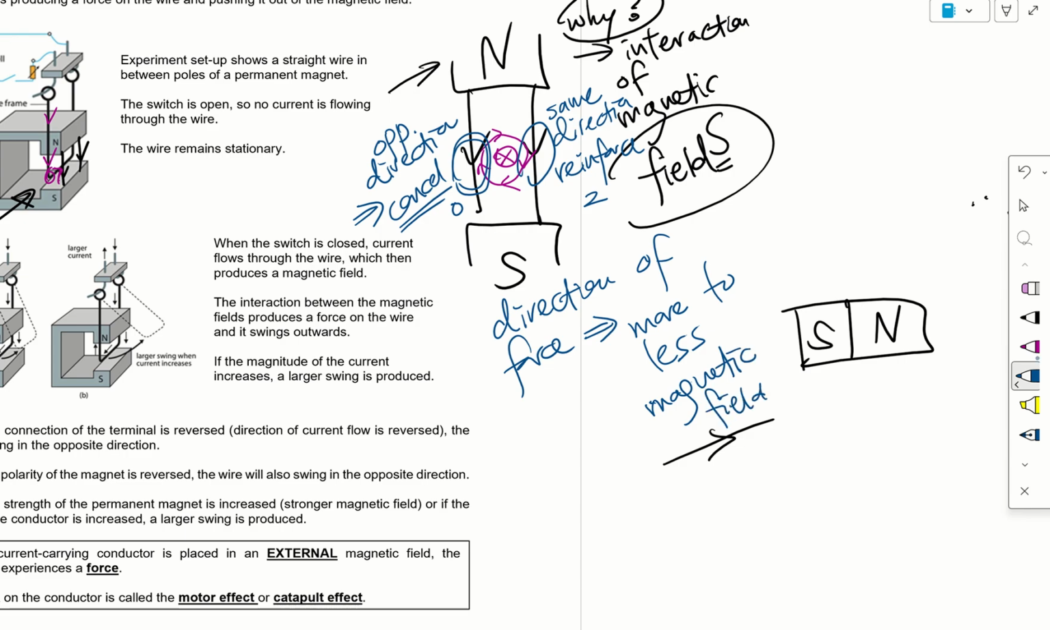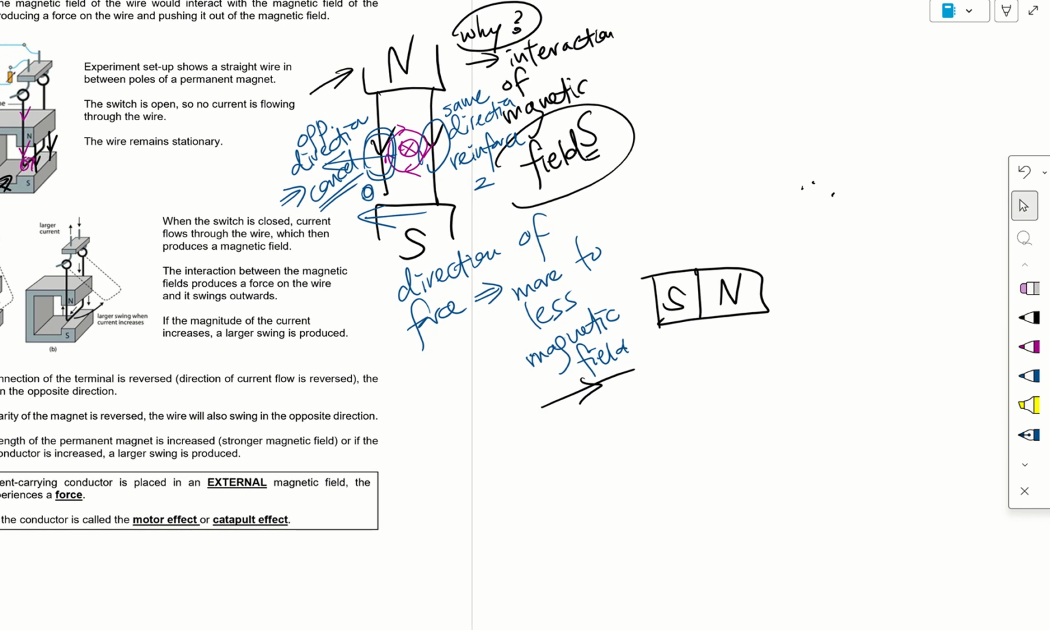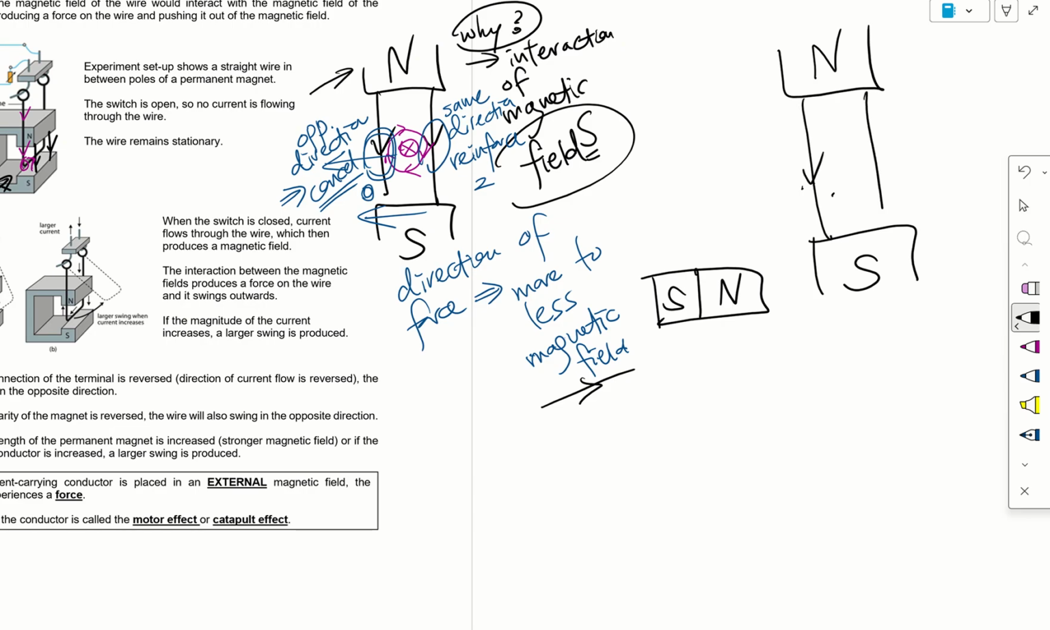So it will go from 2 to 0, I'm sorry, 2 to 0, and therefore the wire will swing this way. Maybe I can try another example whereby I keep the magnet the same, and the magnetic field is always from north to south. Now if I have a wire over here, it carries a current, and now the current flows in this direction, towards us.